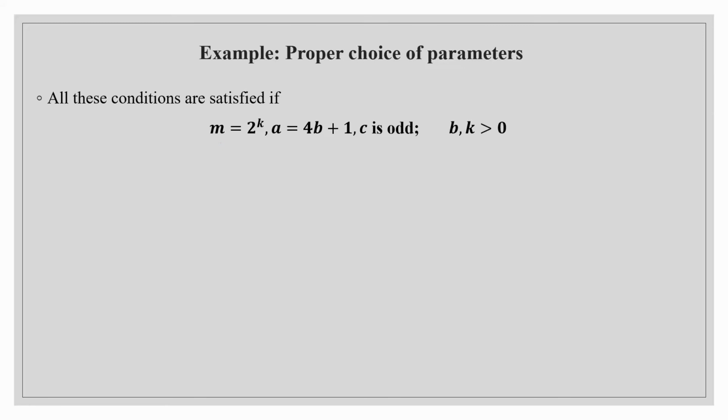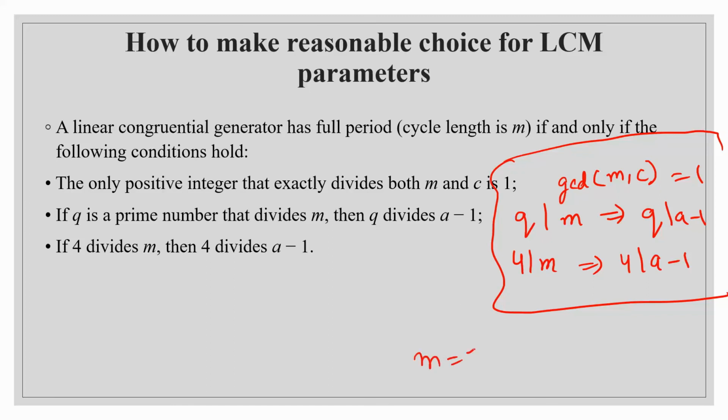If I take m as 2 to the power k, a as 4b plus 1 and c as odd, you can see that all these three conditions are satisfied. Here m is even because it is 2 to the power k and c is odd, so the GCD will be equal to 1. And also for q, a prime, the only prime that divides m is 2, because m is 2 to the power k.